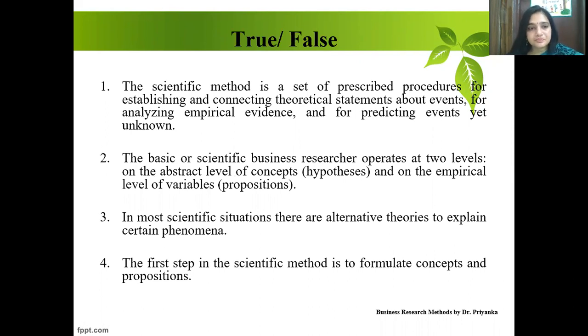But this is true. Next: the basic scientific business research operates at two levels: on the abstract level of concepts and hypothesis, and on the empirical level of variables and propositions. Sometimes we don't notice it 100%, but try to notice it. Abstract level of concepts means propositions, and empirical level of variables means hypothesis. So this is opposite. So that means it is false. Then next, in most scientific situations, there are alternative theories to explain certain phenomena. Yes, there are available. So it's true.